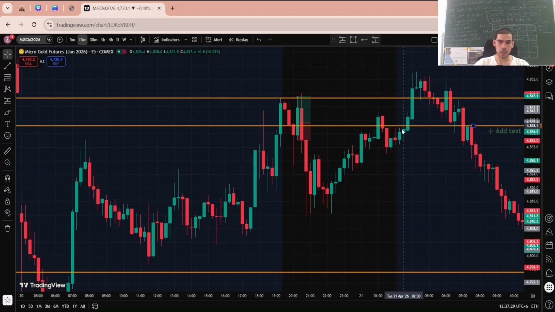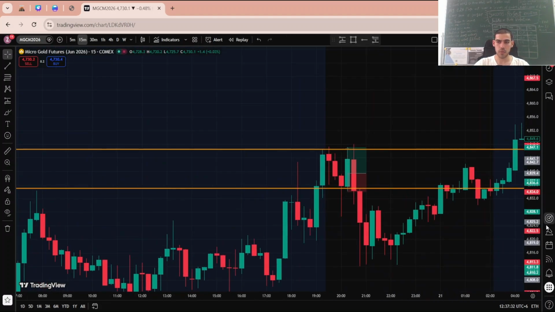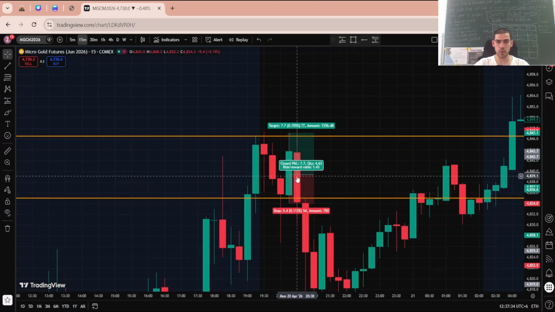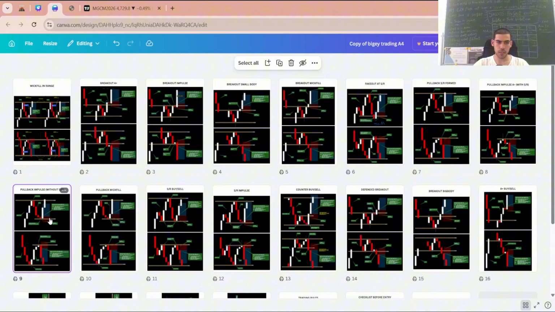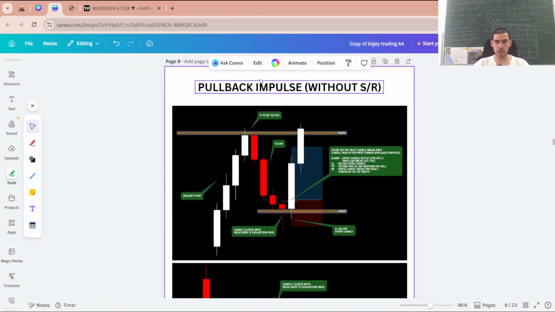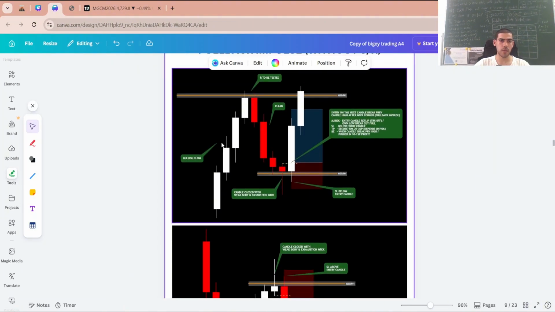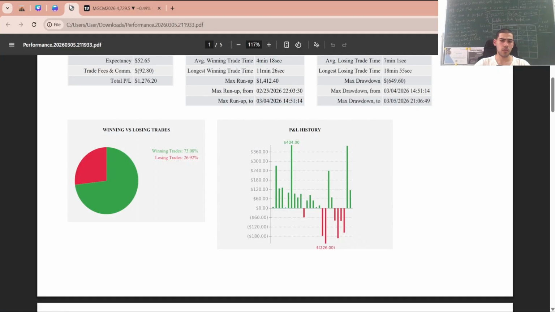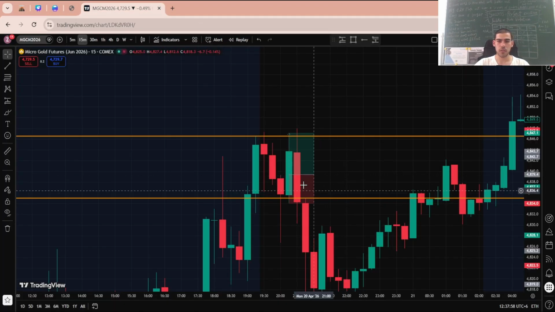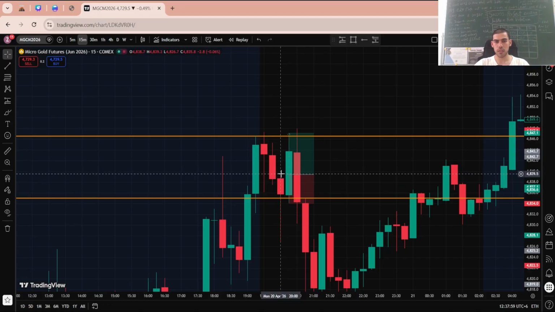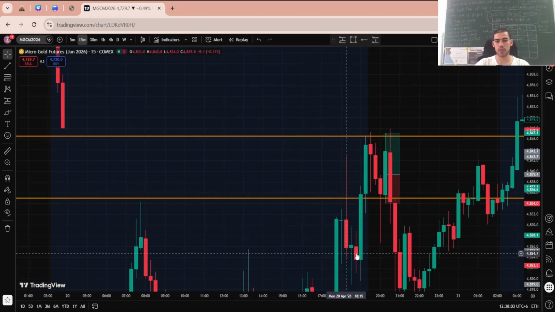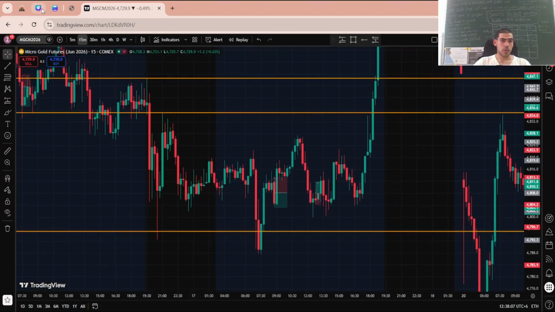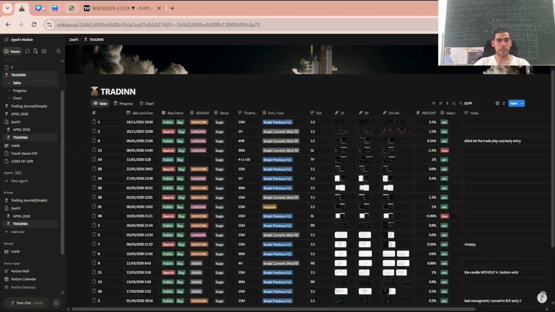This also, it's called an impulse. This one right here, it's an impulse pullback. I can show you right here. Something like this. So here, as you can see, impulse pullback or onion or whatever you like to call it, I entered right here on the break of this high after this candle. This was the second break of the high actually. So, back to our PPT.